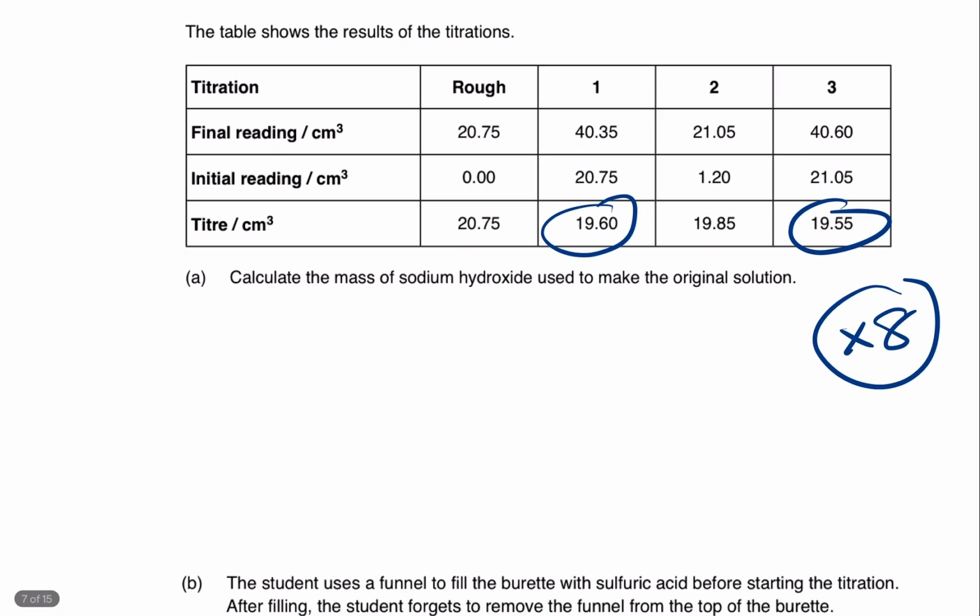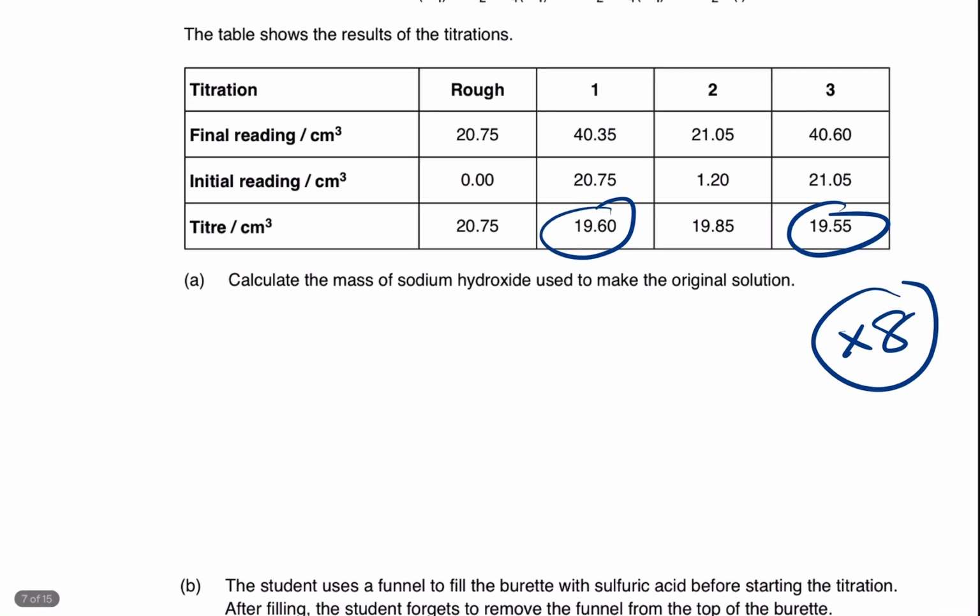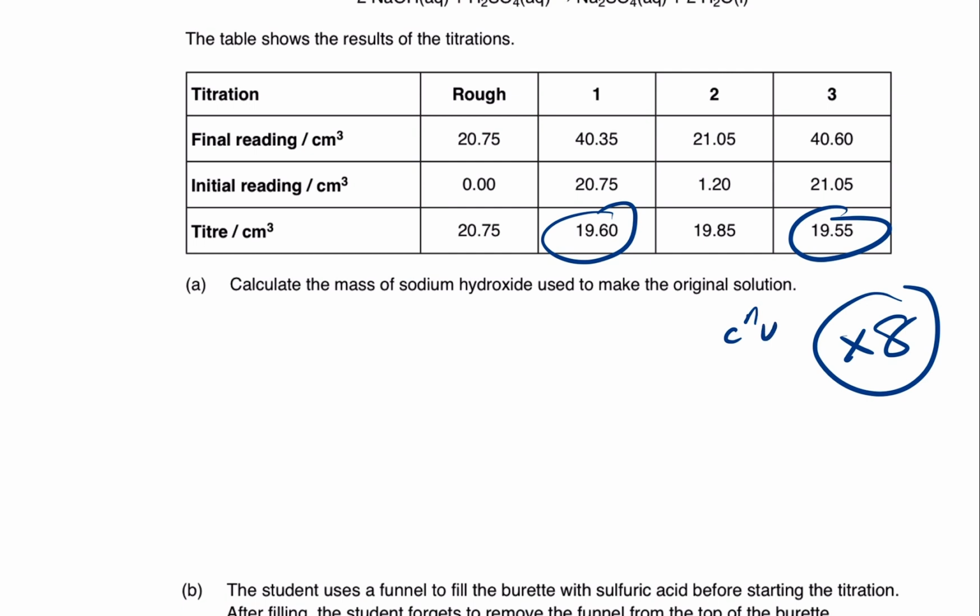So calculate the mass of sodium hydroxide used to make the original solution. So I've got CNV, I've got mass, Mr, mole. These are our little triangles that we need to use. First thing, let's work out what our volume is here. So we've got 19.60 plus 19.55 over 2, which gets us to 19.575.